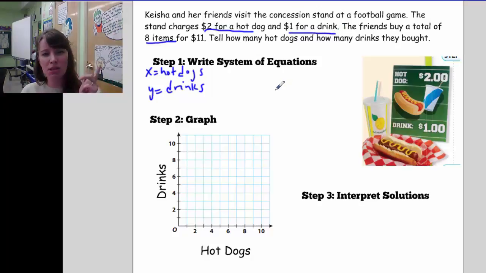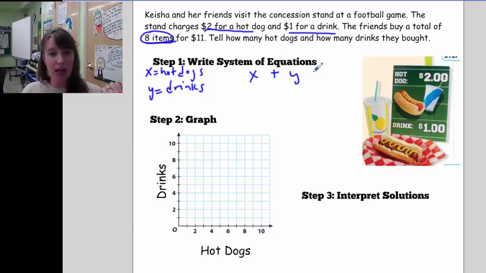Okay, actually, let me take a step back. The idea that there are 8 items total means that if I take the number of hot dogs and I add it to the amount of drinks, I get 8. That's the first equation I have. So the total amount of items is just going to be x plus y equals 8.